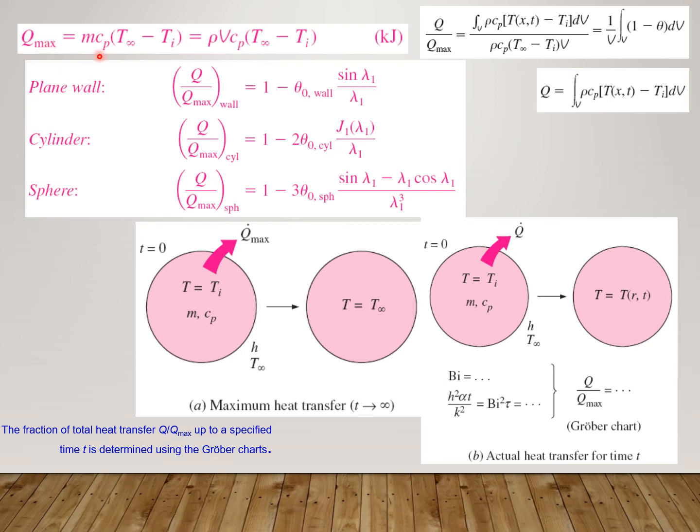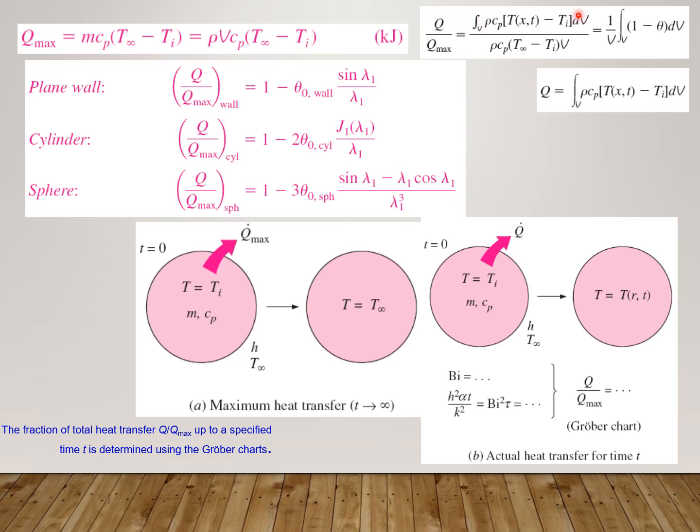Q max is equal to m Cp times T infinity minus Ti, which is equal to rho V Cp times T infinity minus Ti for plane wall. Q upon Q max for wall is equal to 1 minus theta 0 comma wall times sine lambda 1 upon lambda 1. For cylinder, Q upon Q max cylinder is equal to 1 minus 2 theta 0 comma cylinder J1 lambda 1 upon lambda 1. Sphere, we can see here.